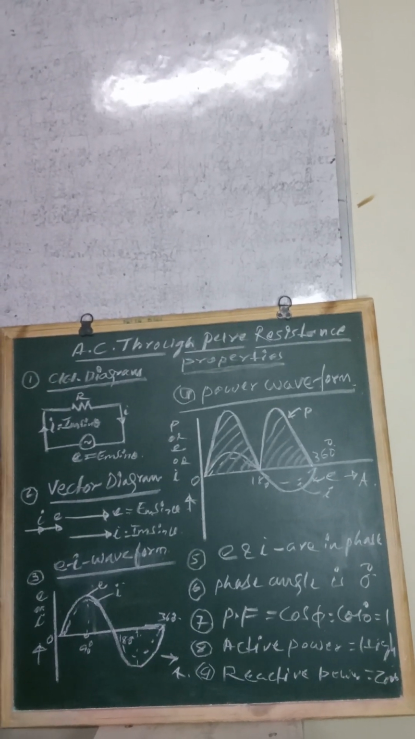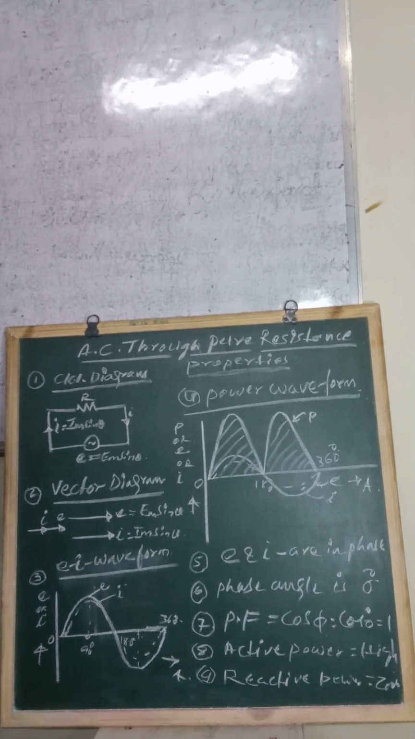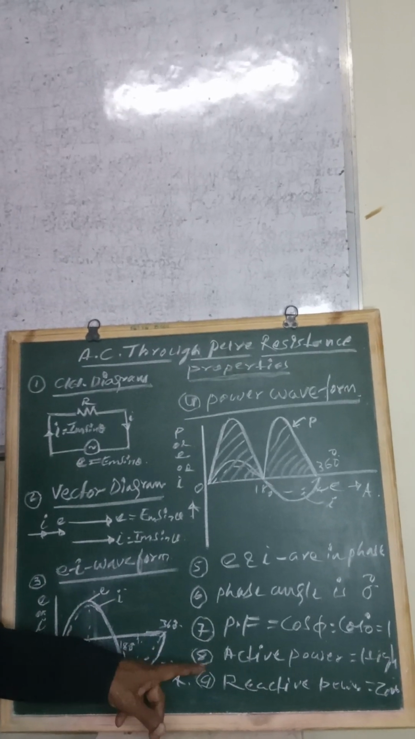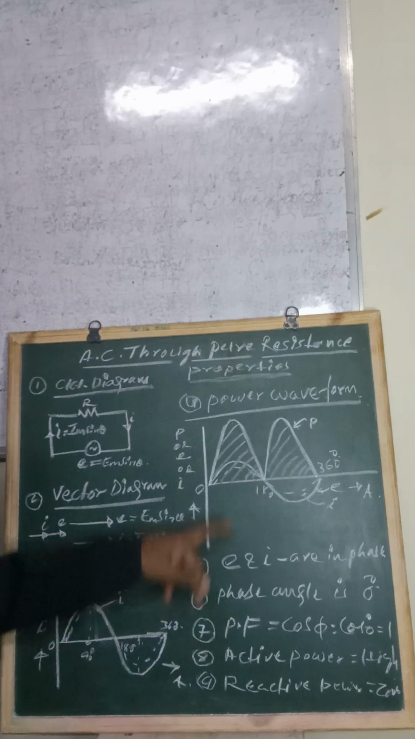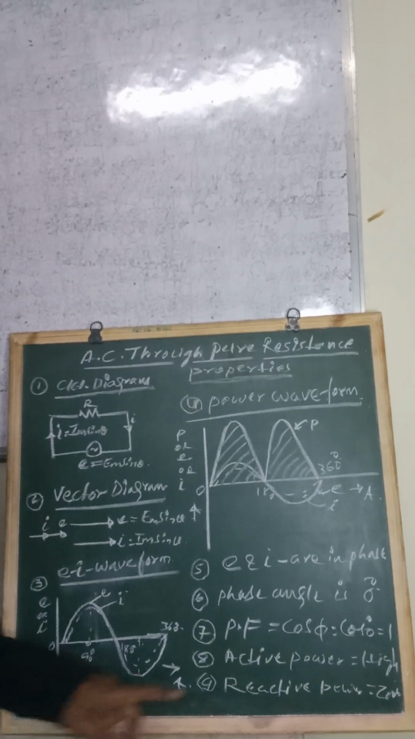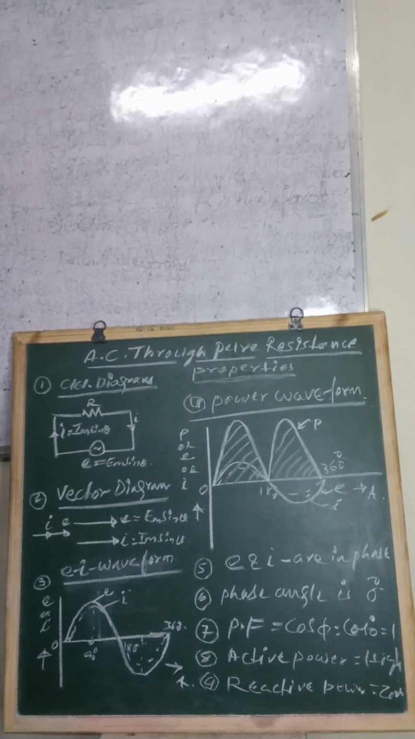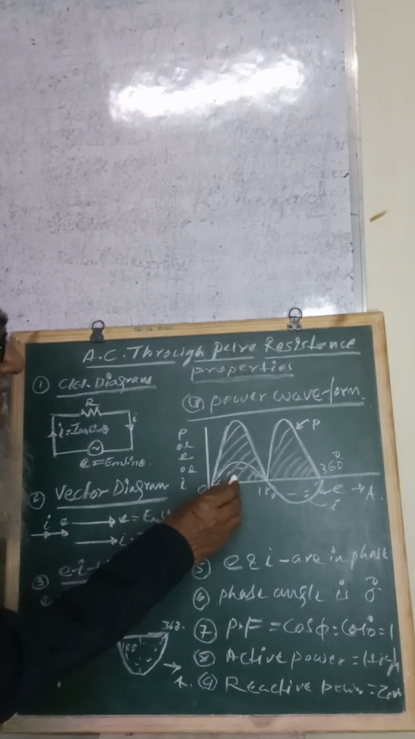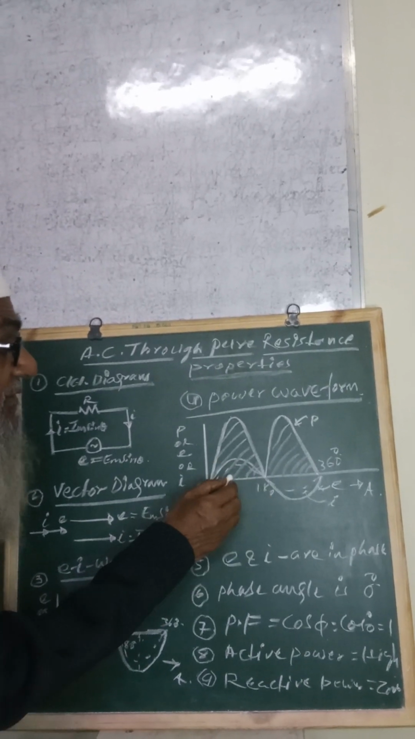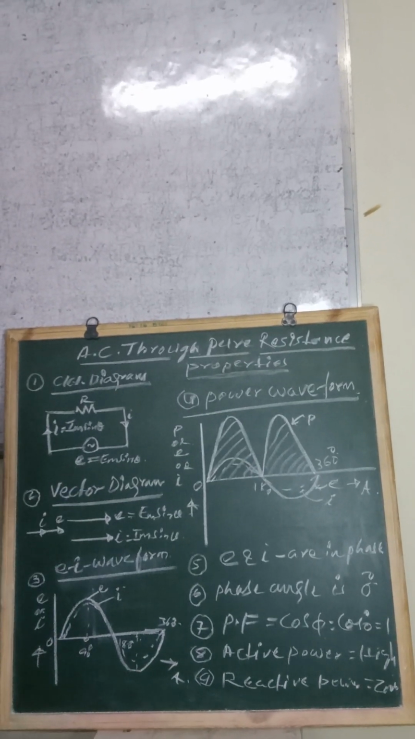It means the power dissipated in case of the pure resistance is very high, and that power is called the active power, which I have mentioned here in serial number 8 in the properties. Active power is very high, whereas the reactive power will be 0. There is no reactive power in case of the pure resistance. So I think you have understood that the multiplication of the current pulse as well as the voltage pulse will give you the high power pulse, that is the active power. There is no reactive power here.